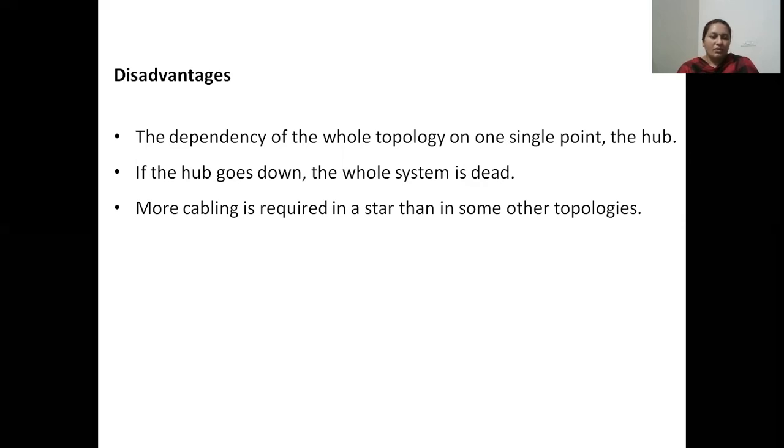Also, the amount of cabling required for star is comparatively more when we compare it with other topologies. Of course, when we compare with mesh topology, the amount of cables required is less. But when we compare star topology with other topologies, still the cable requirement for star topology is more. So these are the disadvantages of star topology.